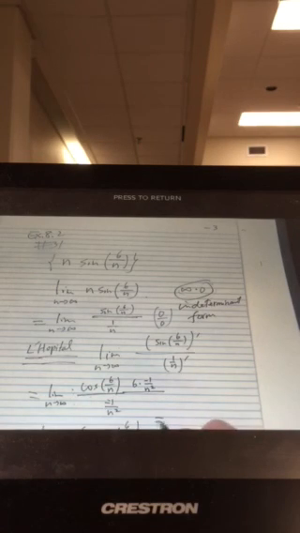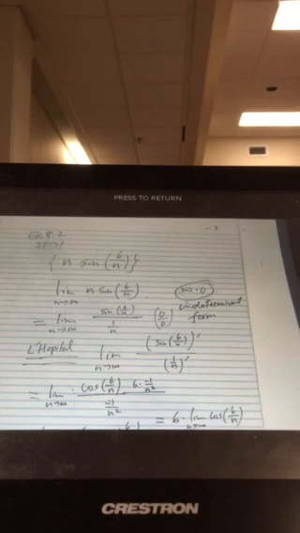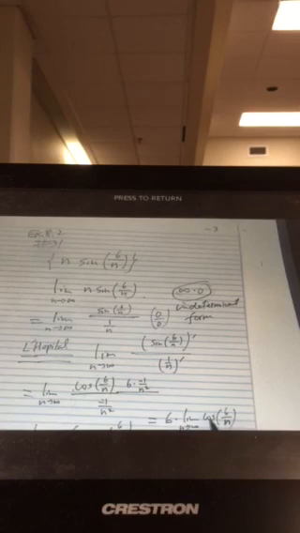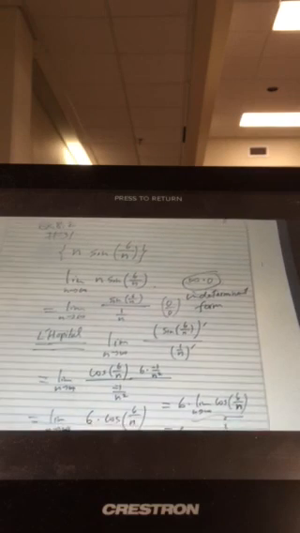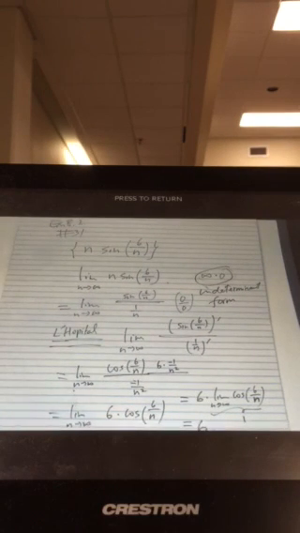And this, of course, is equal to 6 times the limit as n goes to infinity of cosine of 6 over n. When n goes to infinity, 6 over n goes to 0. Cosine 0 is 1. 1 times 6 is 6. Okay, so the answer is: yes, this sequence converges to 6.